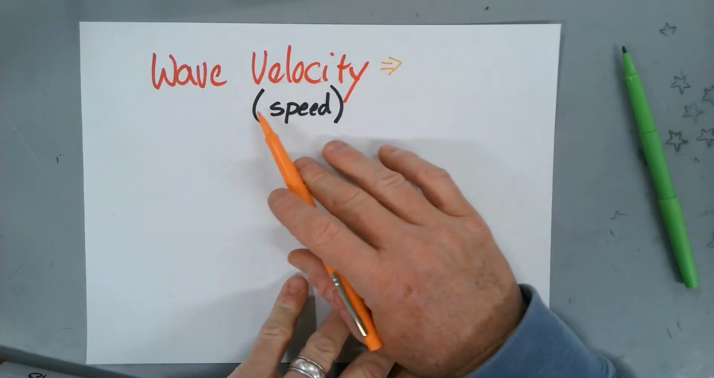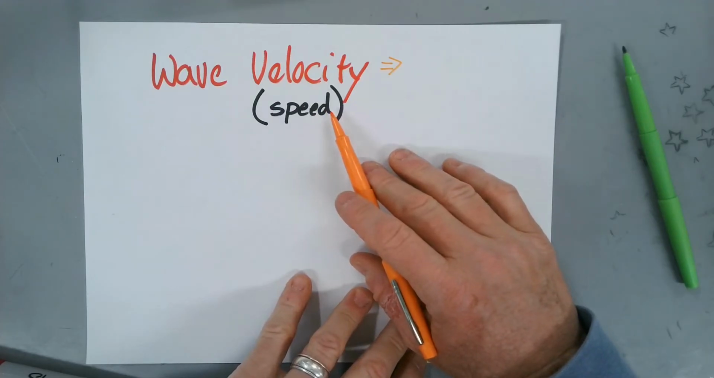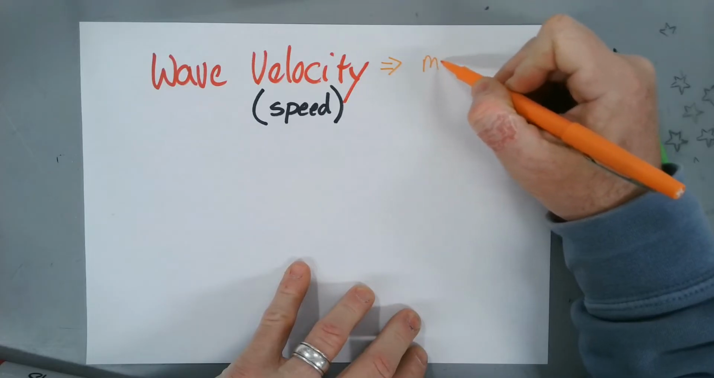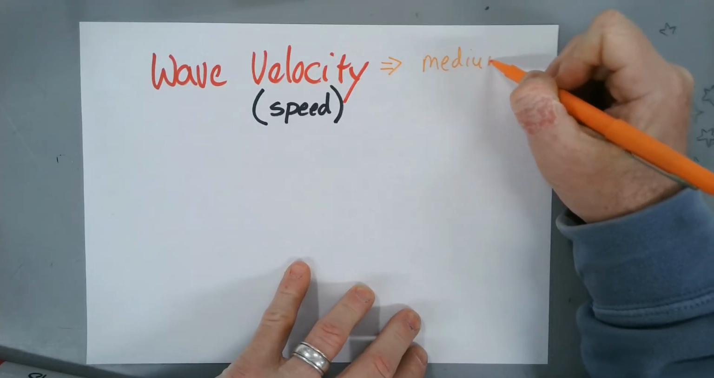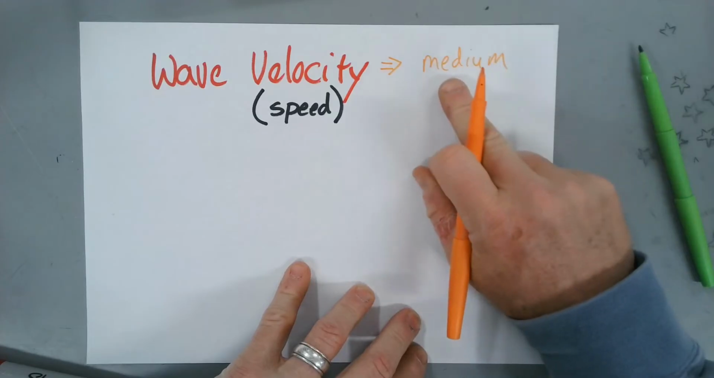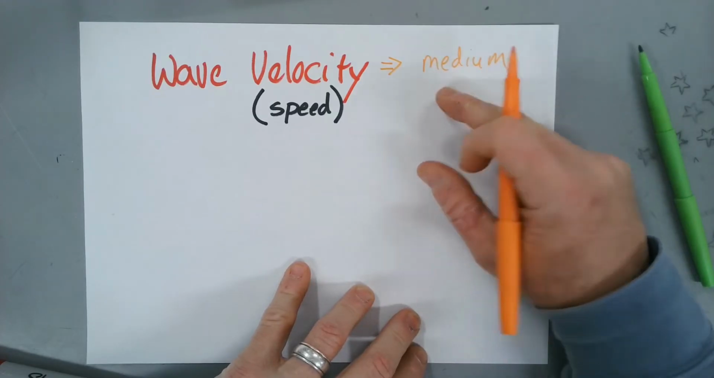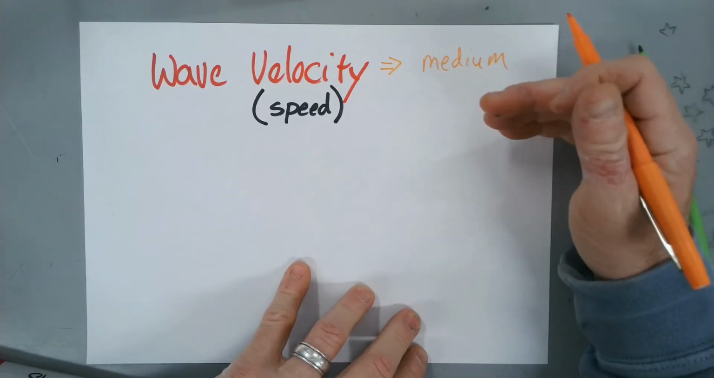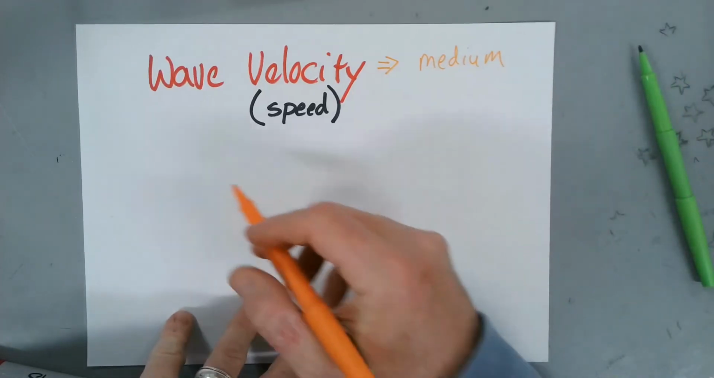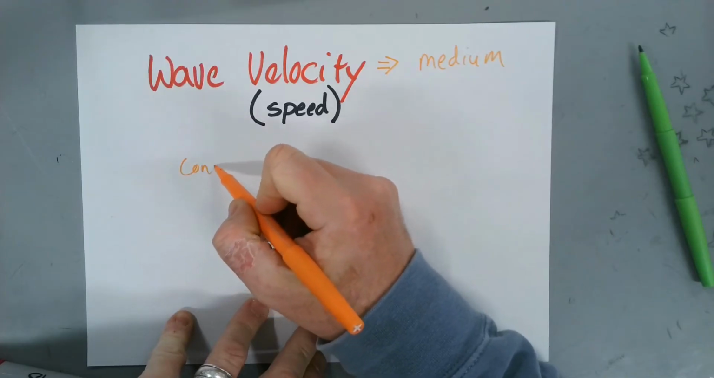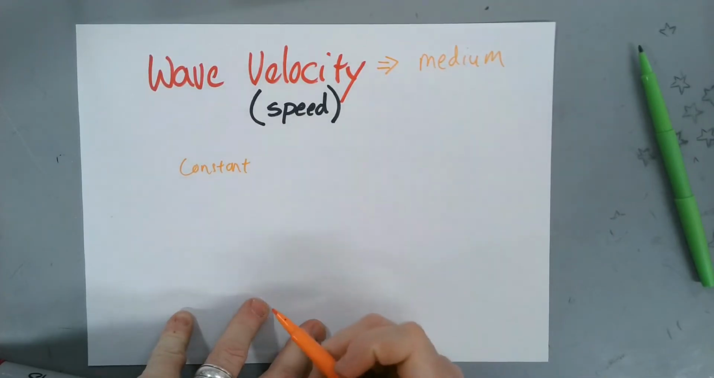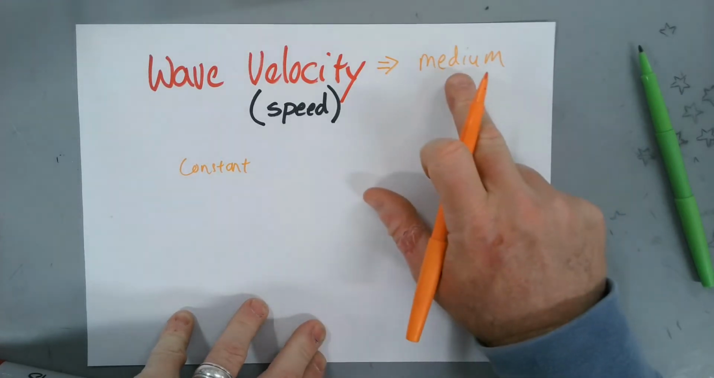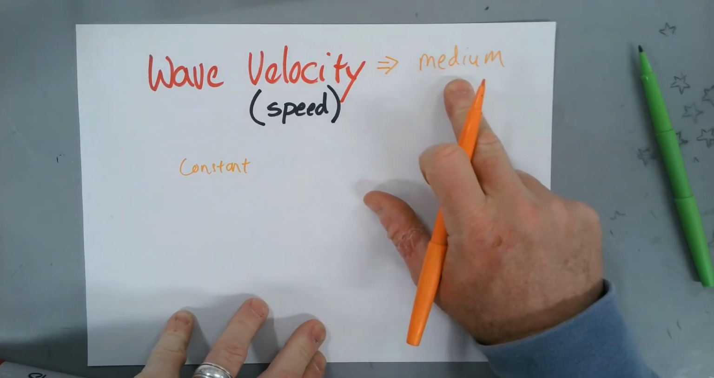So wave velocity or wave speed depends primarily on only one factor, and that is what we call the medium. The medium is the material through which the wave is traveling or through which its energy is being transferred. Wave velocity is a constant. Waves move at a certain speed depending upon what medium they are traveling through.